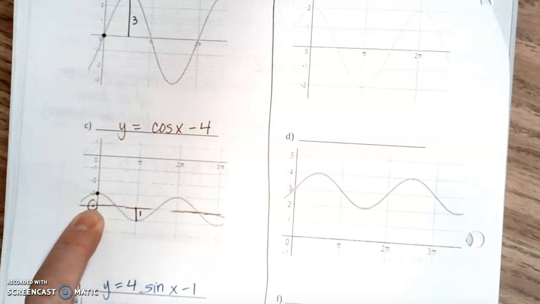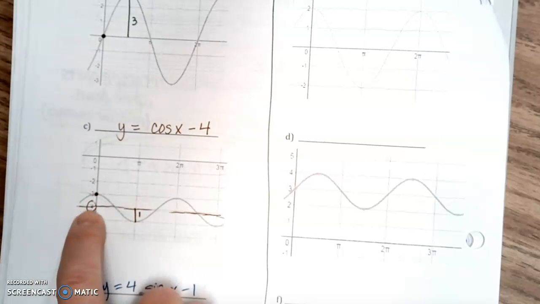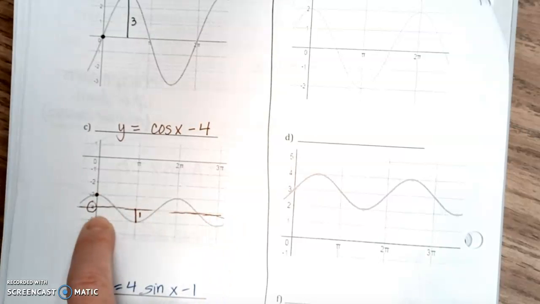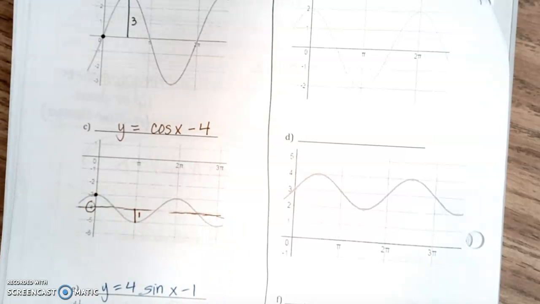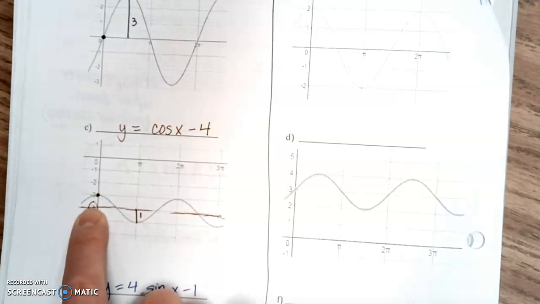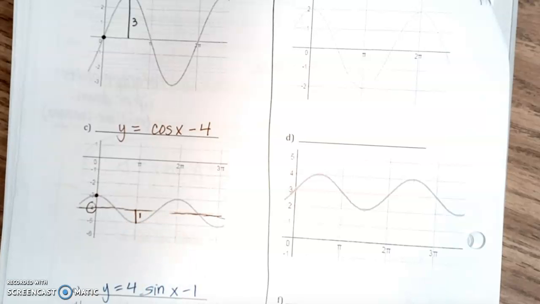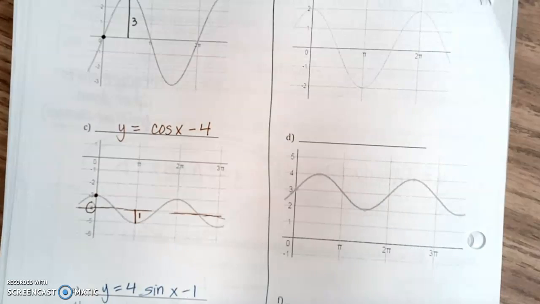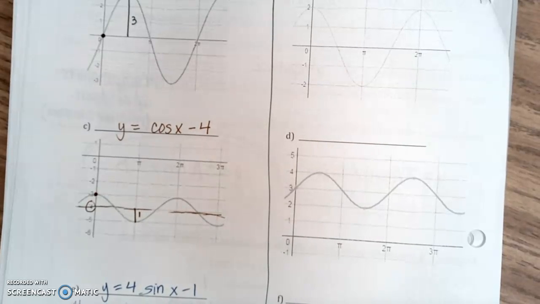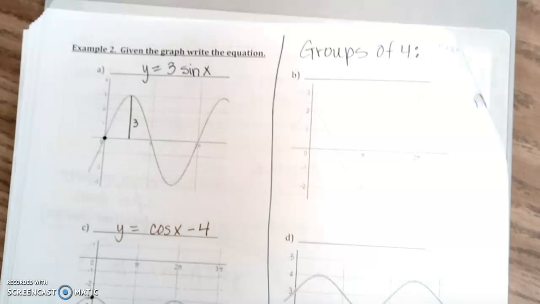This one is shifted. If you notice, it's going to have a midline at negative 4. So if it goes down 1, 2, 3, 4, then you need to have your minus 4 right here. It doesn't start at that midline, it starts up above it. So that should indicate to you that that's a cosine instead of a sine. It has an amplitude of 1. We're good. Okay? Any questions on C? 3 sine of x.